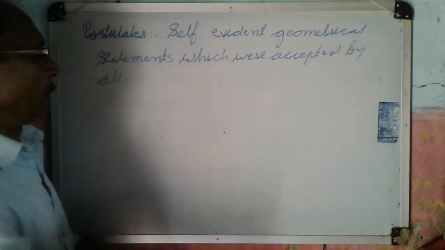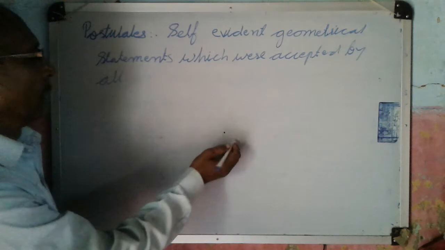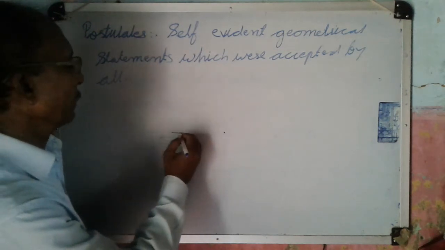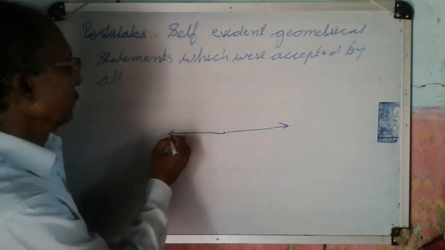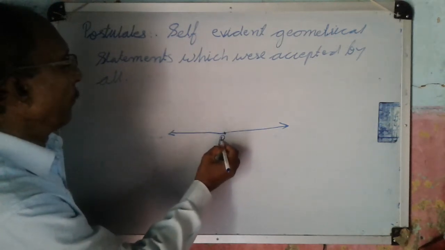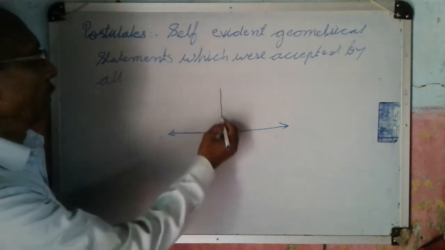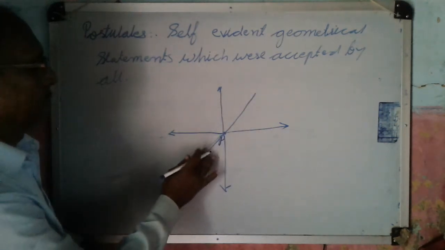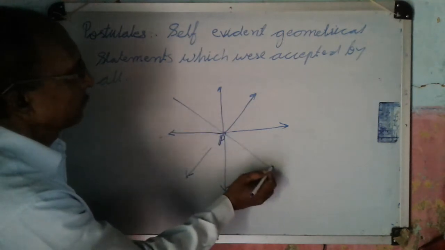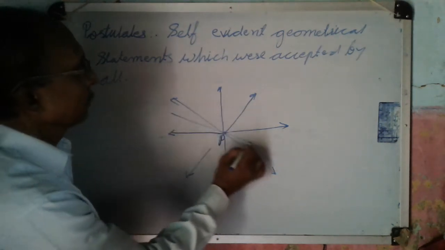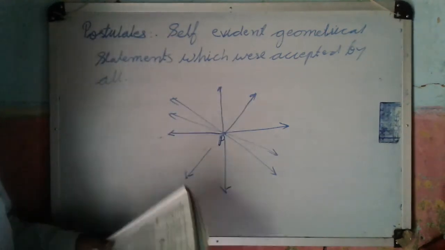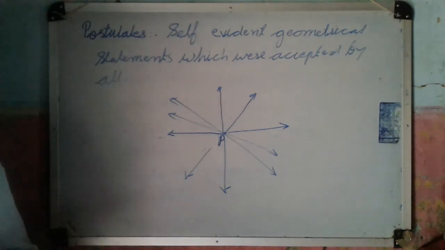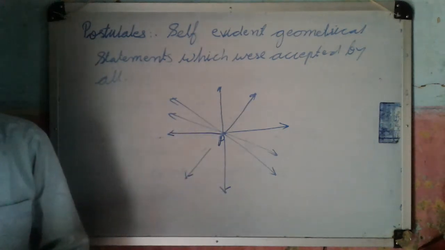Suppose this is a point, any point, and we can draw many lines passing through this point. See here. For example, suppose point P is here. So we can draw many lines. See here. In this way, we can draw infinite lines passing through a point. This is the first postulate.